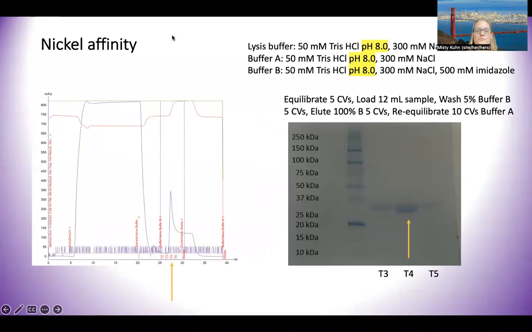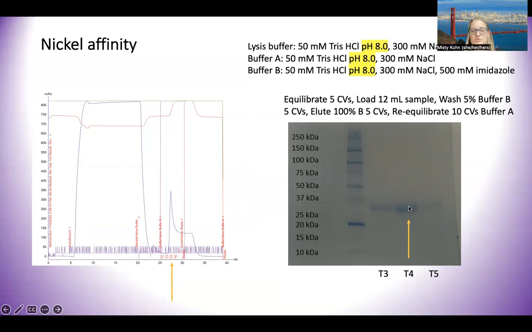The typical flow, like I mentioned before, was that we perform nickel affinity chromatography. This is just an example of one of the chromatograms from the students in the lab. Our protein is eluting here. We definitely are using more imidazole than we need, but it works. We've been able to use this procedure to get nice looking protein.